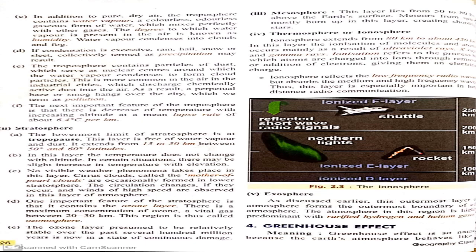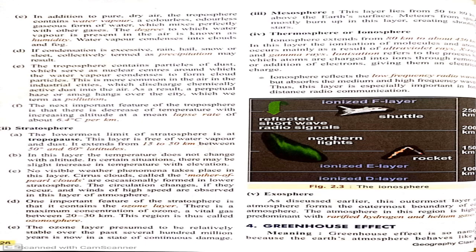Now we'll be moving towards our next topic, that is greenhouse effect. Greenhouse effect is so named because the Earth's atmosphere behaves like a greenhouse roof. Now, how does this greenhouse roof work? It lets in the heat and then releases the heat slowly.